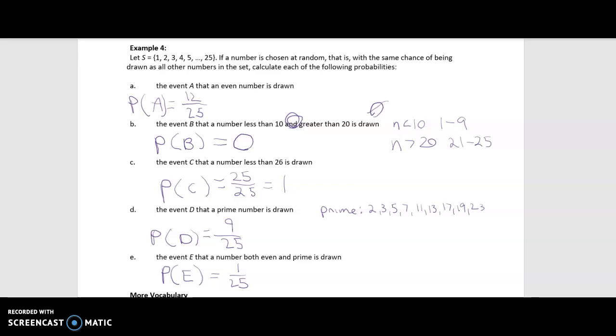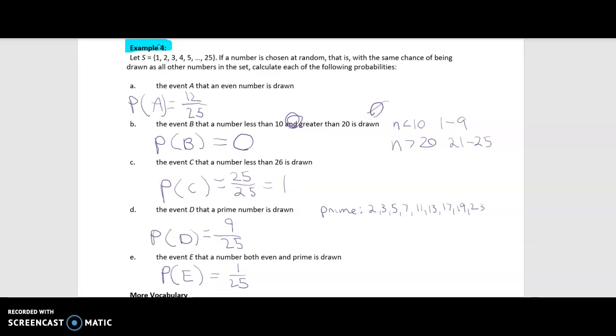Hello, in this video we're going to continue with part 2 of our probability notes. You can follow along with your chapter 4 probability guided notes. We're going to pick up on page 3 right where we left off with example 4, where we had a number set of the integers from 1 to 25 and we were finding certain probabilities.